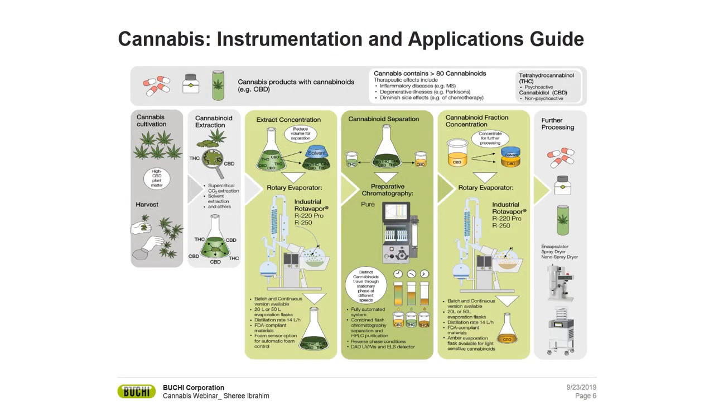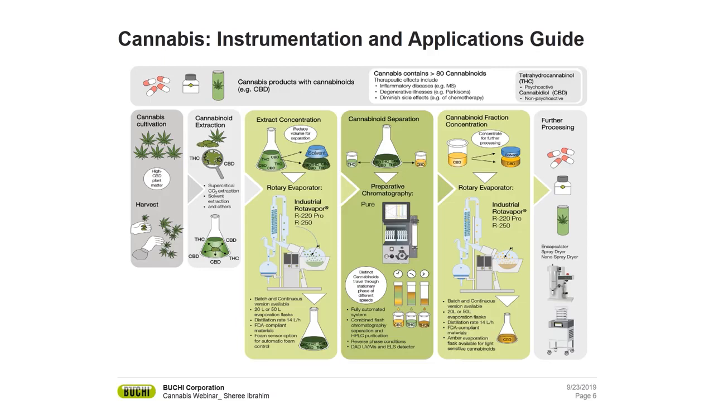In this slide, we have a workflow diagram that shows where the cannabinoid separation step comes in. To your right, we have the cannabis cultivation, followed by the cannabinoid extraction. That's where you can use supercritical CO2 or ethanol. Now we have the extract concentration on the rotovap to achieve an oil.